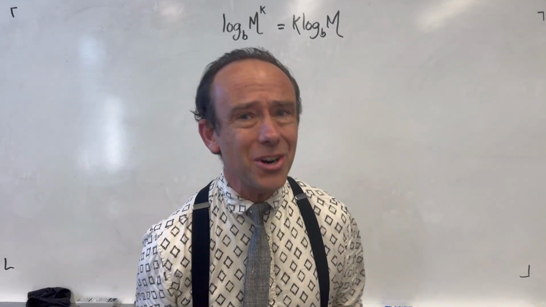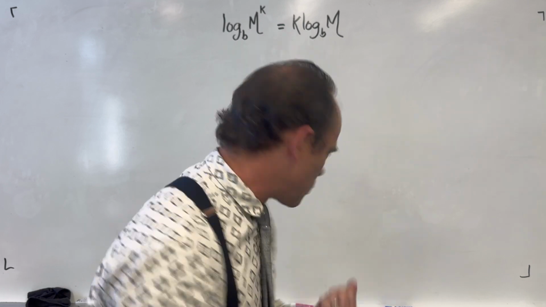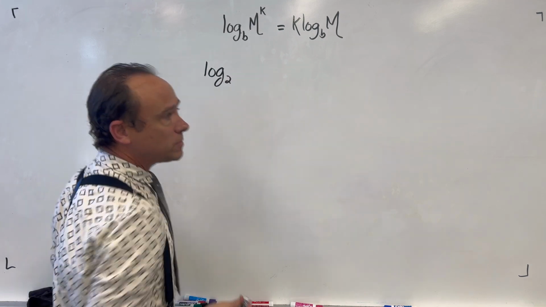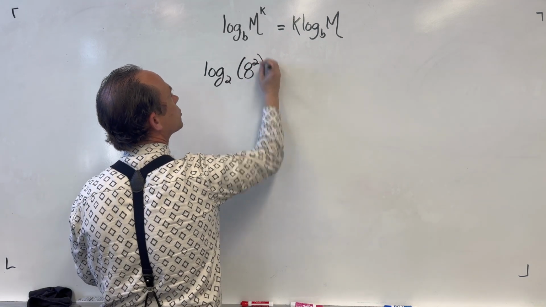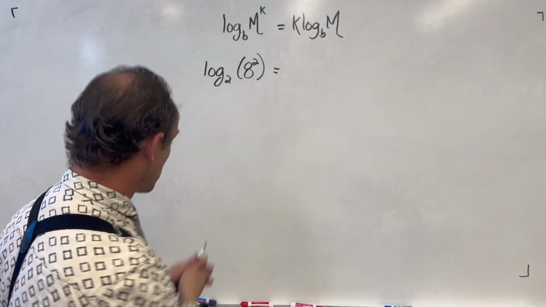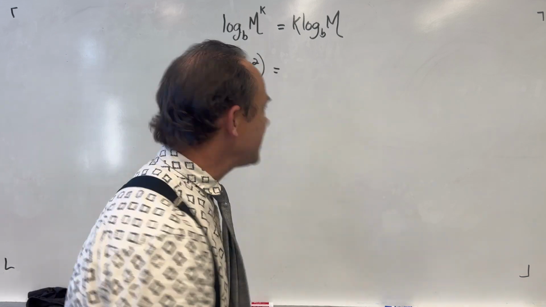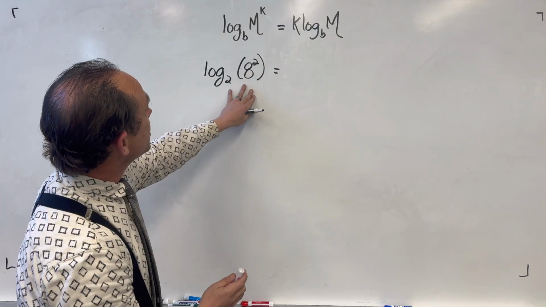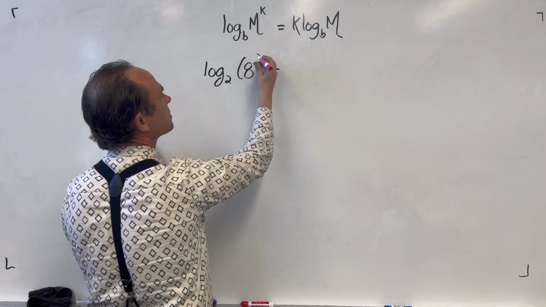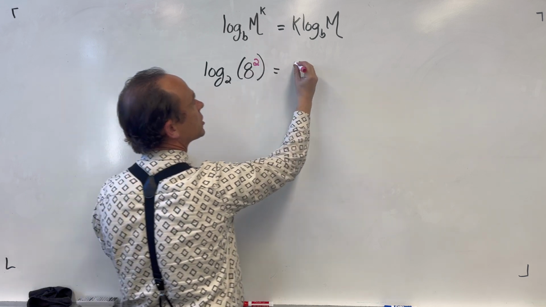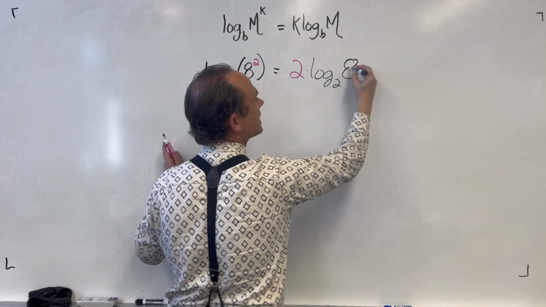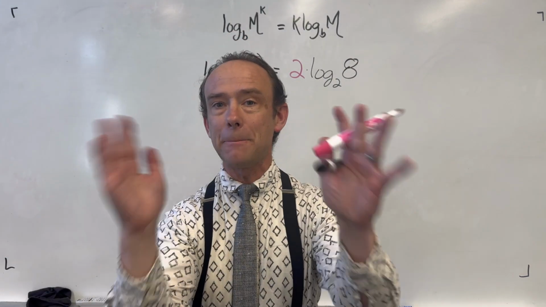And how I always like to start is with a situation that I know really well. So let's start here. Let's do log base 2 of 8 squared is equal to, and now if we just apply the rule, we just look at the rule. So what we're going to do is we're going to take that 2, this 2 right here. I don't want to confuse my 2s, so I'm going to make it pink. That 2 is going to go up front. And we're going to write log base 2 of 8.